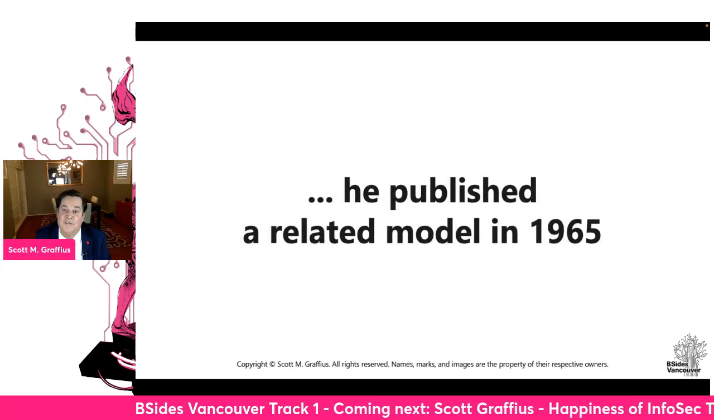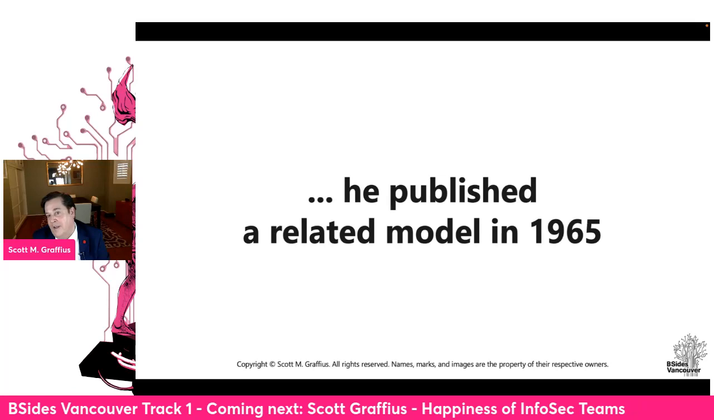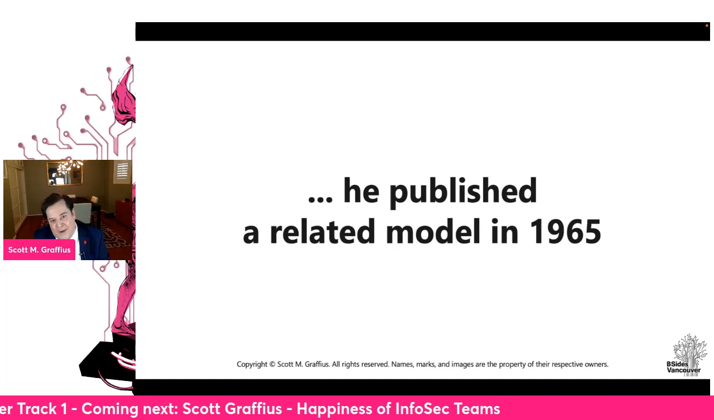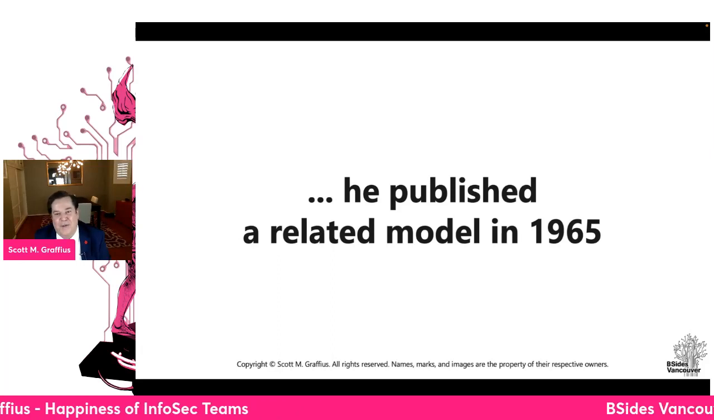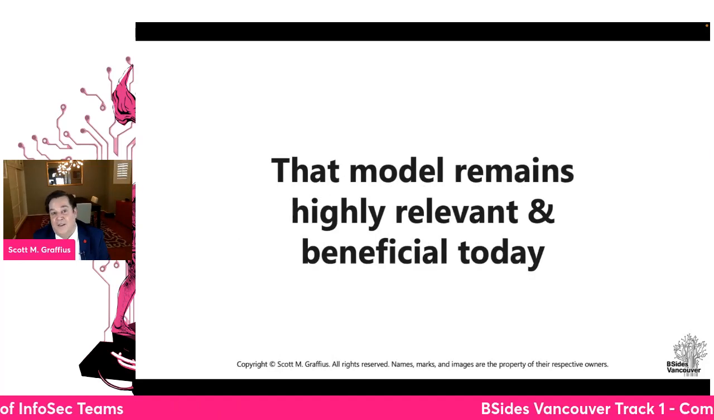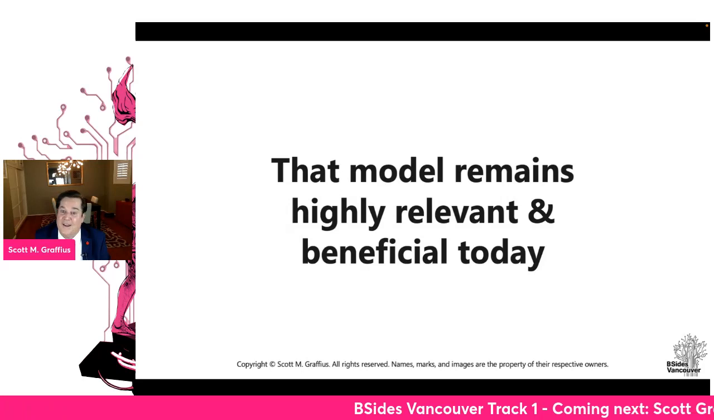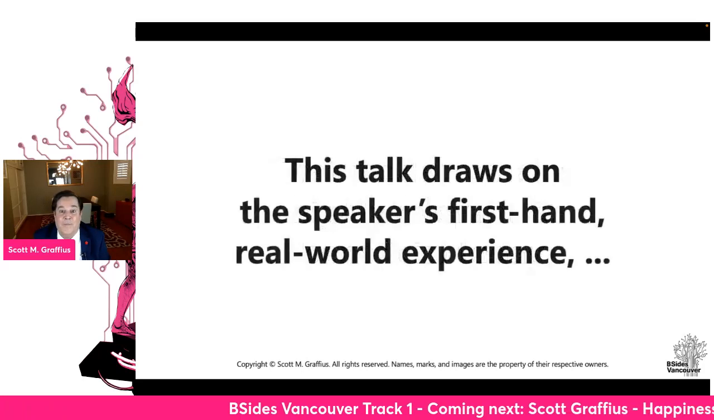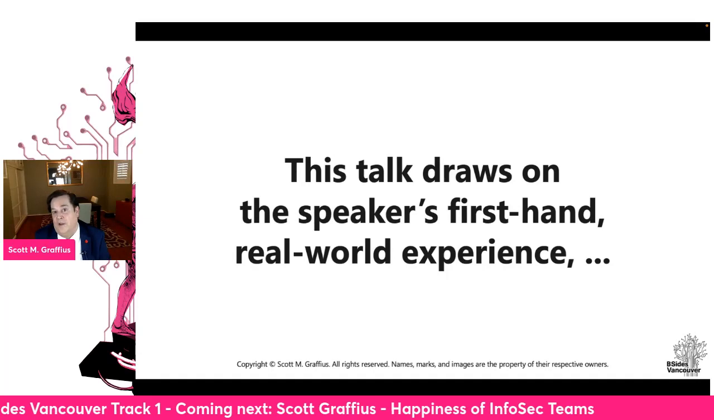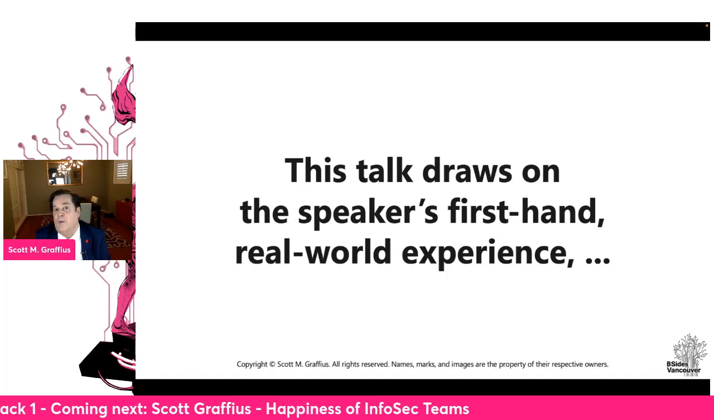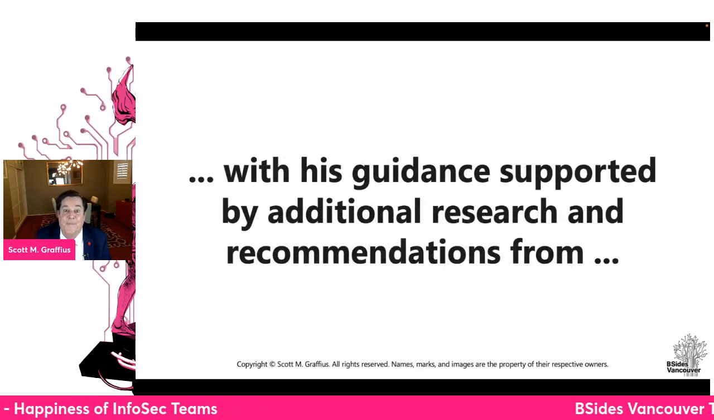And he published his model way back in '65. You might ask, why the heck are we talking about something from '65? Well, if that's your question, I don't blame you. And here's the answer. It's because the model's still relevant and beneficial today. Some examples in a moment. But this talk does draw on my firsthand real-world use of the model. So it's not some sort of theoretical construct that I'm speaking of. Speaking about practical use here, right?